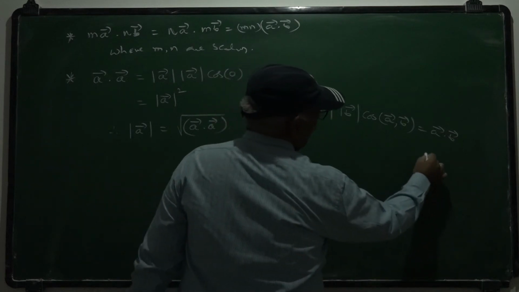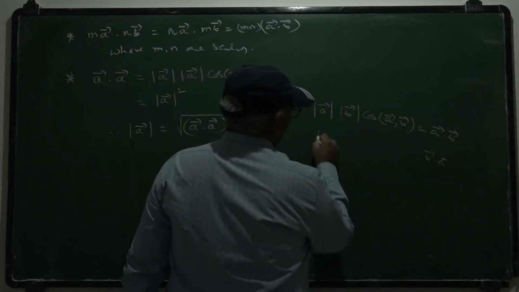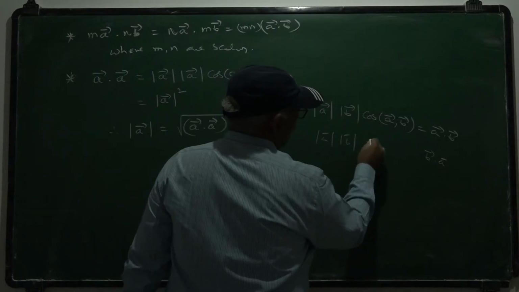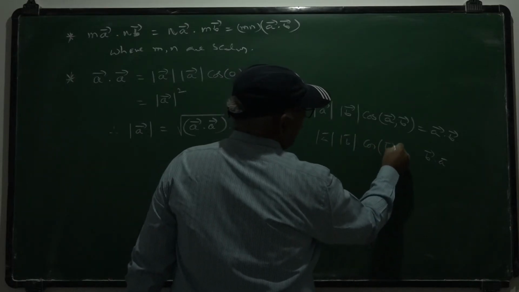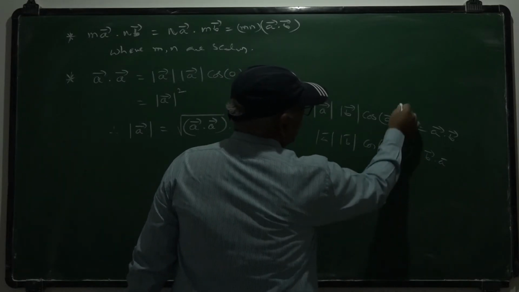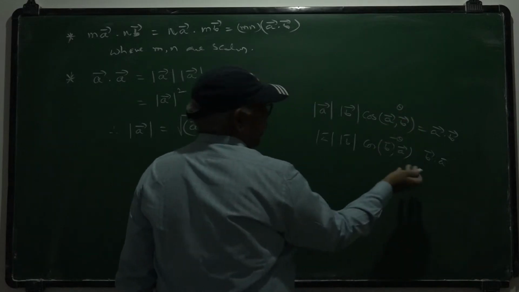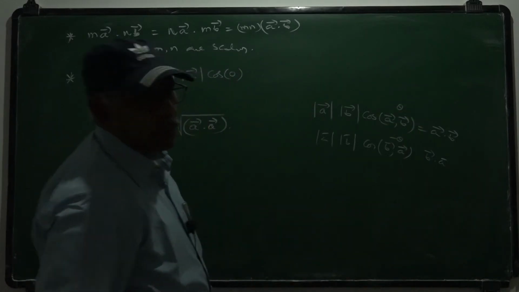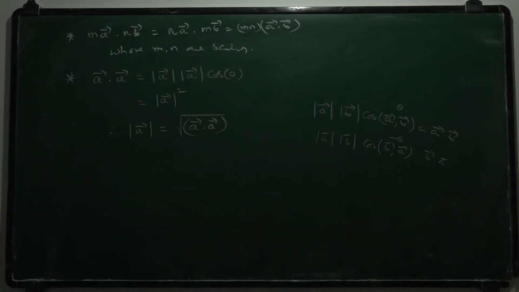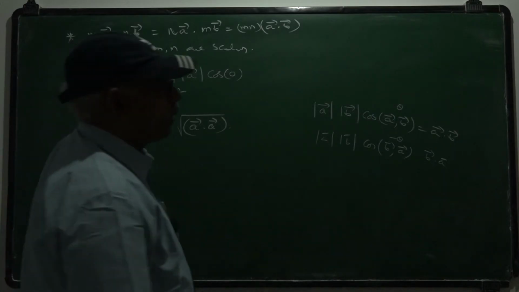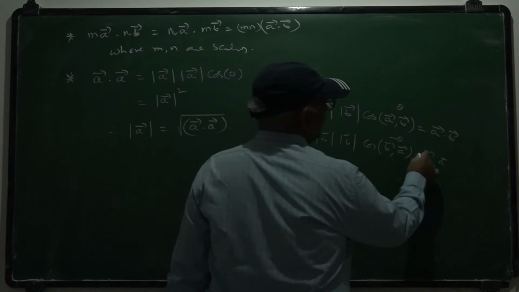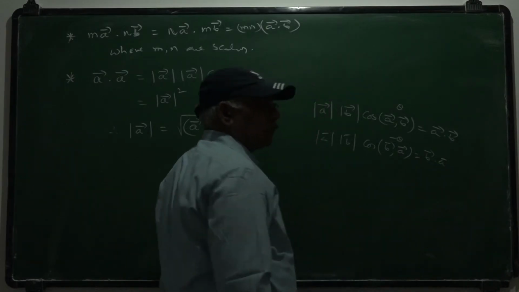Suppose B dot A is nothing but mod A bar, mod B bar, cos of the angle between B and A. Once this is theta, this is minus theta, and cos theta is the same as cos of minus theta. So the dot product of A and B is the same as that of B and A. These two are always equal.